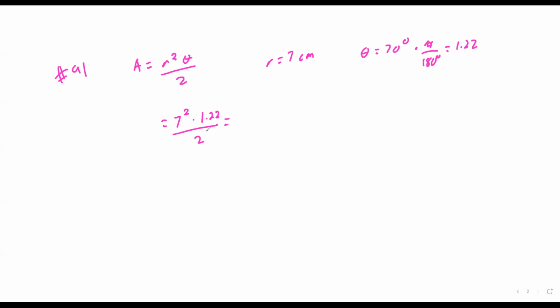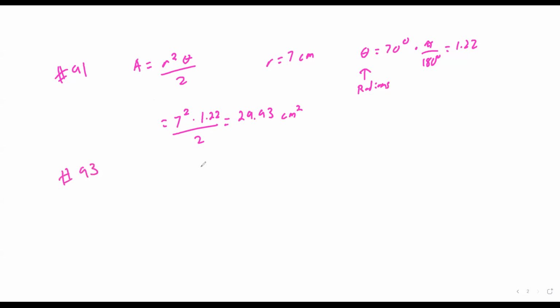and I get 29.93. And again, this is area, so this would be centimeters squared. All right. So again, theta has to be in radians. And then you just kind of plug it in and just go. Let's do another one to make sure we got it.